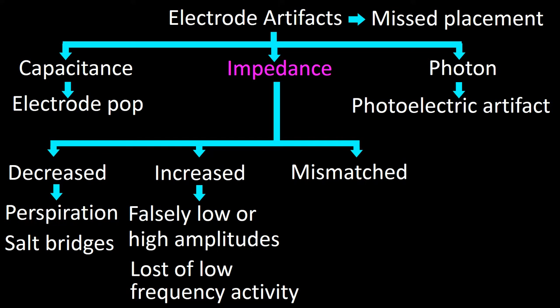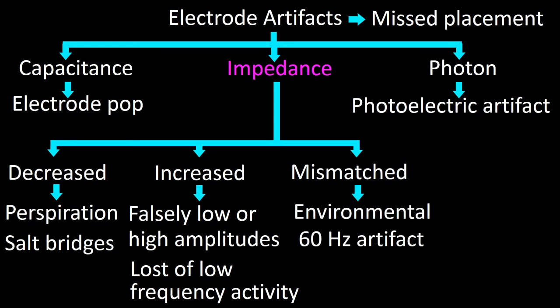Mismatch electrode impedance, that is a pair of electrodes whose impedances are more than 20% different, makes it more likely that the common mode rejection of the amplifier be overwhelmed, thus making the machine more vulnerable to instrumental artifacts. I am using the term instrumental artifact to refer to those produced by the solid components of the EEG machine, but it also makes it more vulnerable to environmental artifacts, especially to 60 Hz activity.